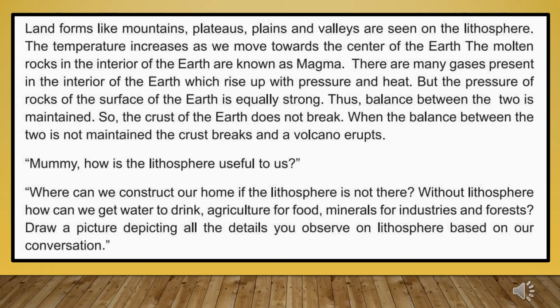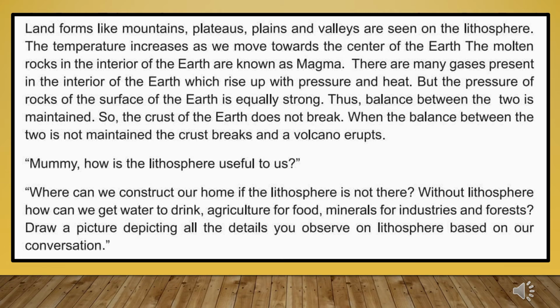The molten rocks in the interior of the earth are known as magma. Temperature increases as we move towards the center of the earth. Lithosphere landforms are different in different areas, such as mountains, plateaus, plains, and valleys. Landforms like mountains, plateaus, plains, and valleys we can see on the Earth's surface.